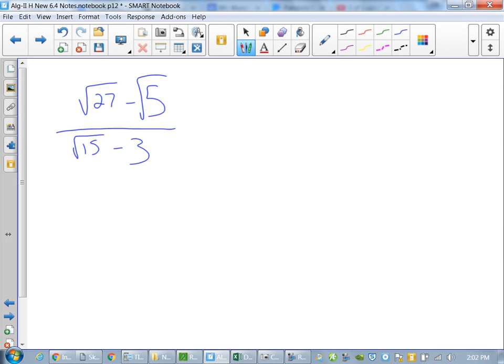So this one is asking us to rationalize our denominator. Now, when we go to rationalize our denominator, my suggestion to you guys is to right away simplify anything that you can. The reason why I say that is because when you multiply stuff out later on, it sometimes works a little bit easier. Smaller numbers to multiply. So here I've got the square root of 27. That's a 9 and a 3. So I take out the 3 and I leave a 3 in. So I have 3 root 3 minus root 5 over root 15 minus 3.